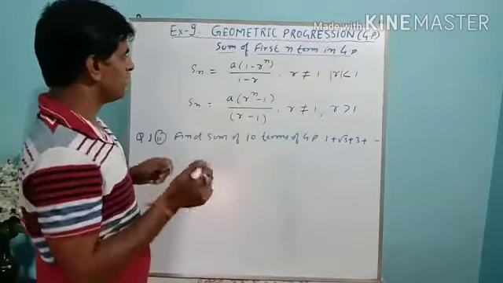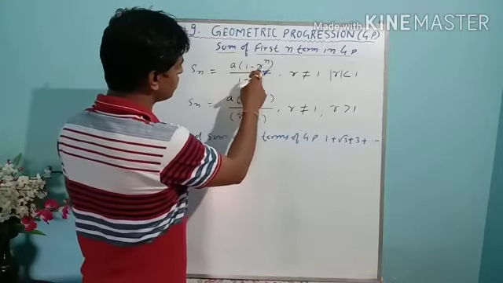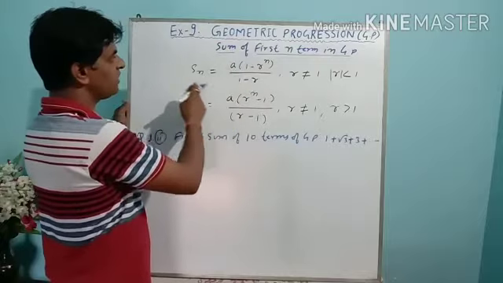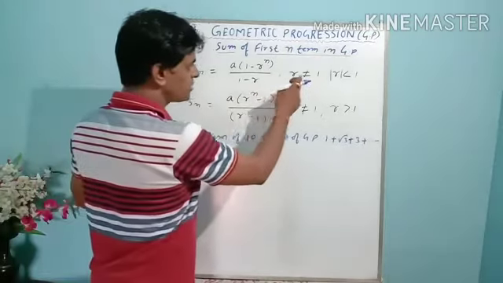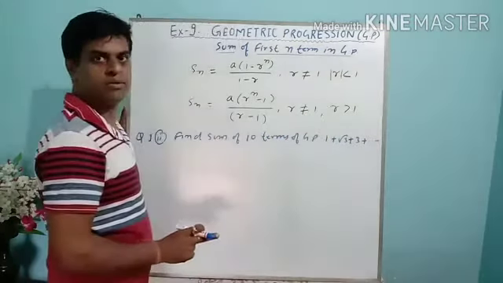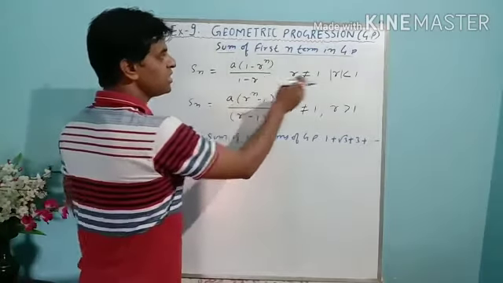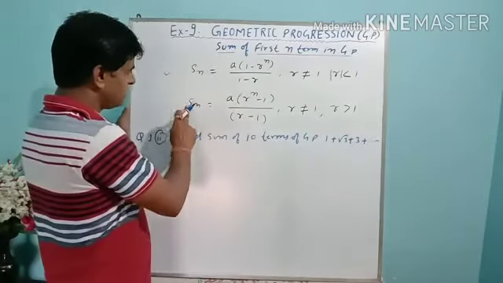We will see the formula is Sn equals A into 1 minus R to the power n divided by 1 minus R. This is the complete formula for finding the sum of the first n terms, where R is not equal to 1 and R is less than 1. So whenever this common ratio is less than 1, we will use this formula.